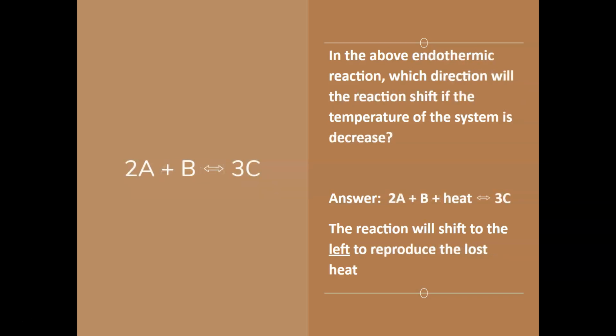If we look at this reaction and we know it's endothermic, well, we know the endothermic reaction has heat on the left side of the arrow, and if we are going to decrease the temperature of the system, the reaction is going to shift to reproduce the heat that's lost, so it's going to shift to the left to make up for and add more heat.